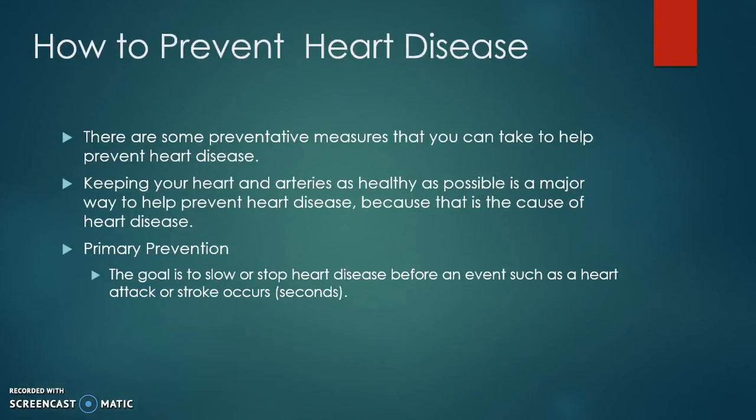How can you prevent heart disease? There are some preventative measures that you can take to help prevent heart disease. Keeping your heart and arteries as healthy as possible is a major way to help prevent heart disease because that is the cause of heart disease. With primary prevention, the goal is to slow or stop heart disease before an event such as a heart attack or stroke occurs.